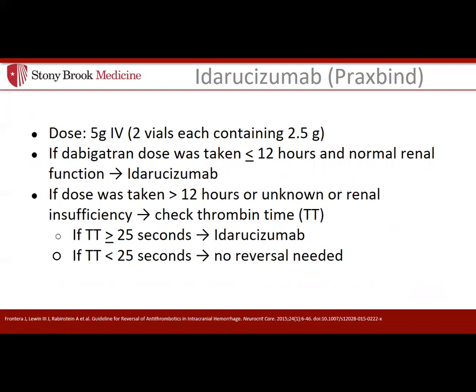If the dose was taken more than 12 hours ago, or the dose wasn't known, or they have renal insufficiency, at this point, you're going to be checking the thrombin time. And thrombin time is just a measure of the final step of coagulation, which is the conversion of fibrinogen to fibrin. So if the thrombin time is greater than 25 seconds, this is another indication to give idarucizumab. But if it's less than 25 seconds, a reversal agent is not needed at this point.